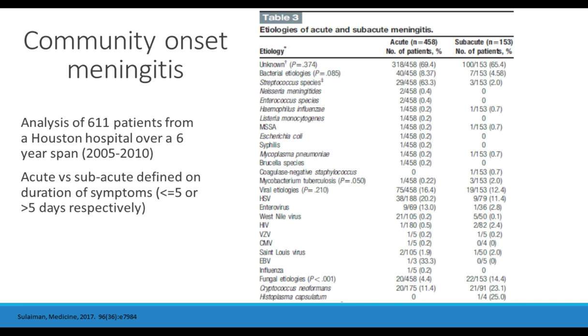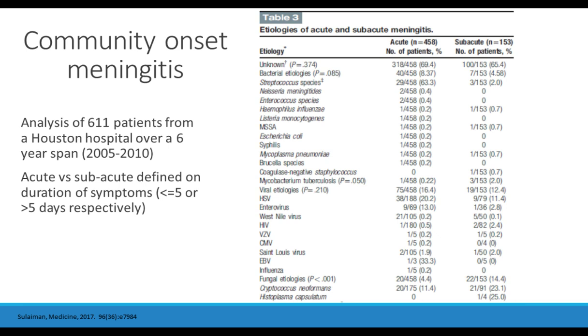Bacteria were relatively common, so about 10% of cases, with things like Streptococcus species, which would include Streptococcus pneumoniae, being the most prevalent. So this kind of fits with what we have seen, a smattering of other bacterial species. You can see viral etiologies down there, with HSV making up the majority of those viral cases.